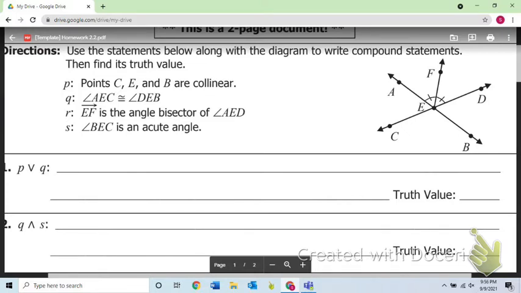So, when we're talking about compound statements, we're talking about the or, the and. So what we want to do here is start off with identifying the truth value of our four statements. We know that P is false because A, E, or C, E, and B are not collinear. It's these three right here.